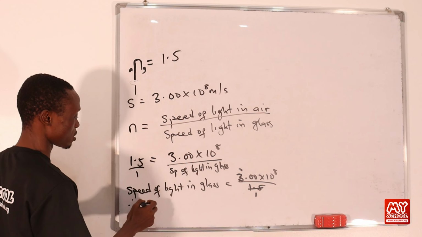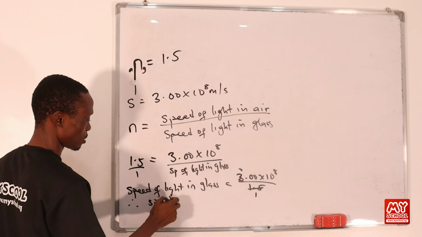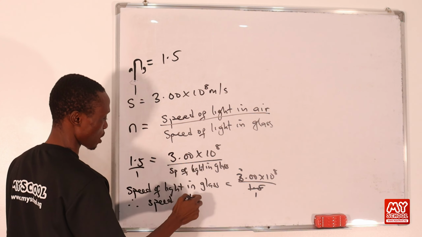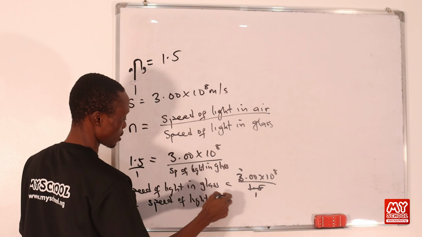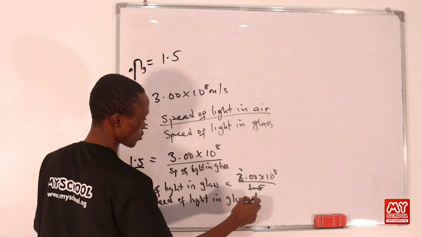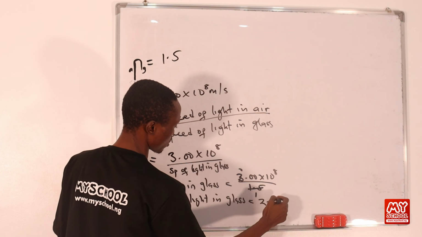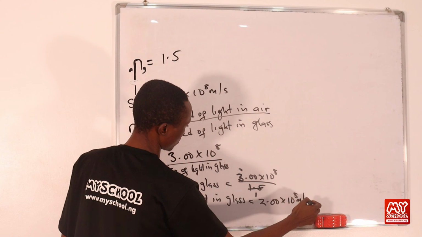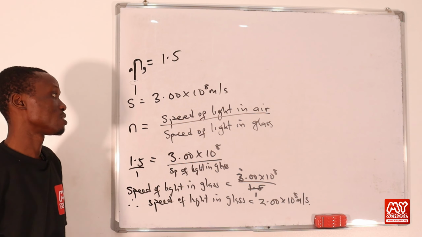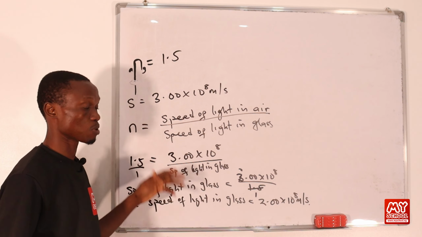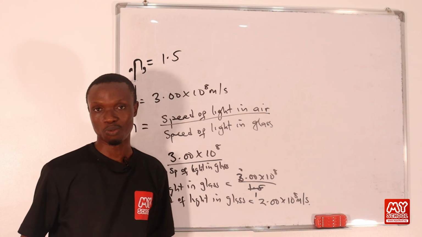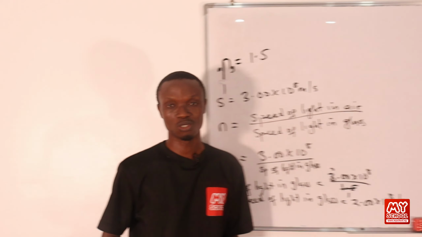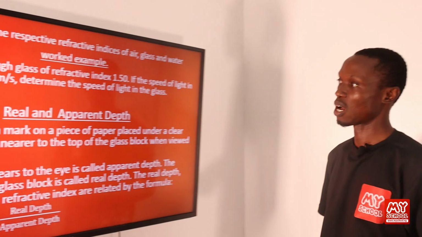So we can say that the speed of light in glass is equal to 2.00 times 10 raised to the power 8 meters per second. So basically, this is how you apply these formulas in solving simple problems. So let's return back to the screen to continue with our lesson.